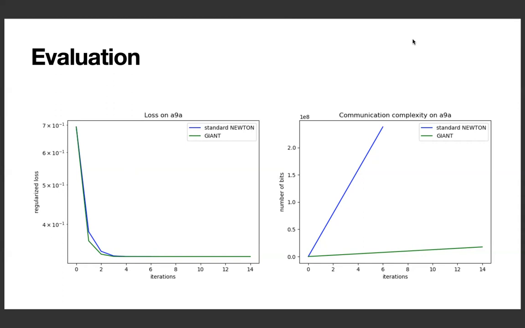On the other hand, if we look at the communication cost on the right side, GIANT requires far less communication burden on the network. So we can see the benefit of the approximation.